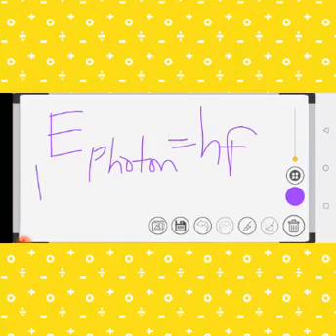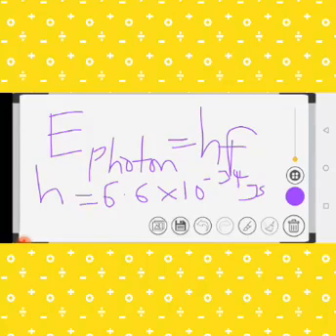Now in physics, H is Planck's constant. And Planck's constant is 6.6 times 10 raised to the power minus 34 joule seconds. So if I know the Planck constant and I know the frequency of radiation of the photon, then I can get the energy of the photon. So very, very simple.